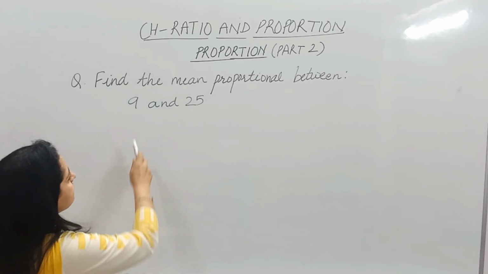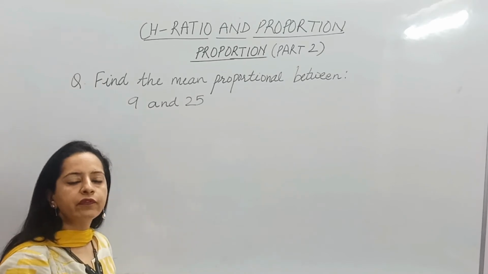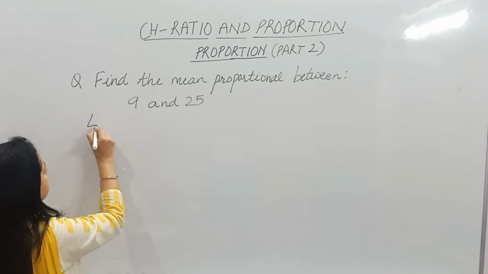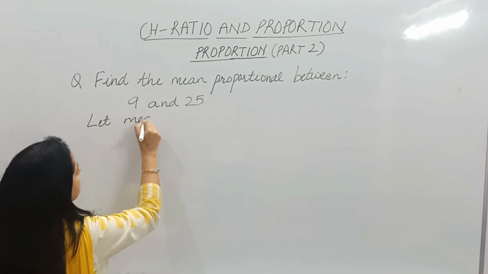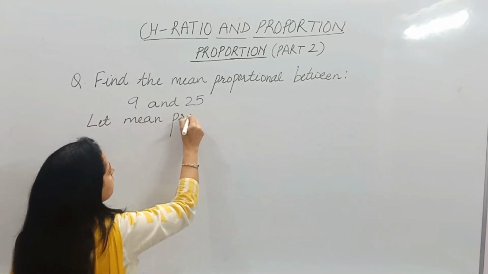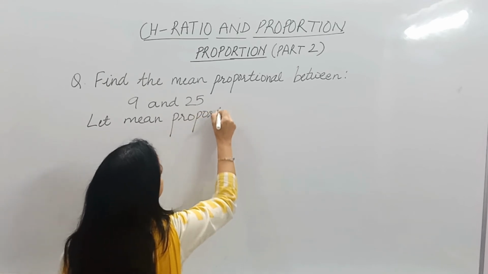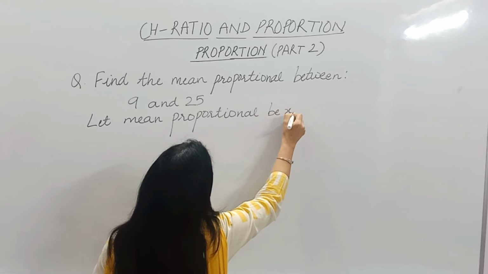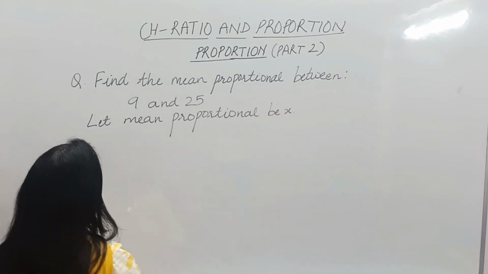The first says find the mean proportional. Since we need to find the mean proportional, we will assume it as x. So we say let mean proportional be x. Now we have mean proportional is x.